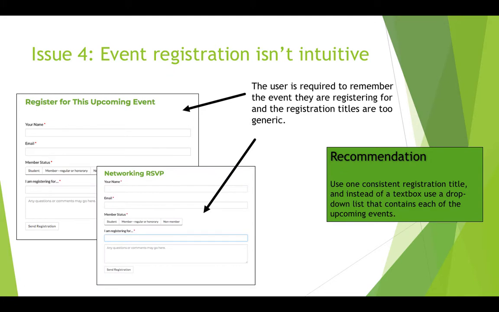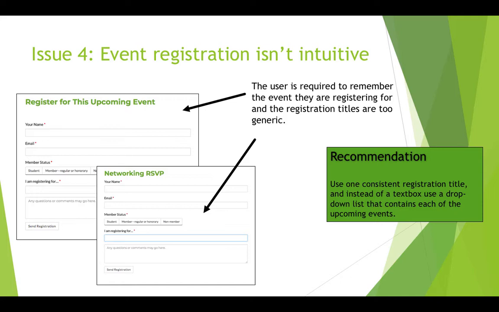When a member or non-member registers for an event, the registration form title is ambiguous. Additionally, users are required to enter the name of the event they are registering for. None of the test participants could recall the event that they had clicked to sign up for. This forced the testers to click the back button to check the name of the event, return to the registration form, and then recomplete it.